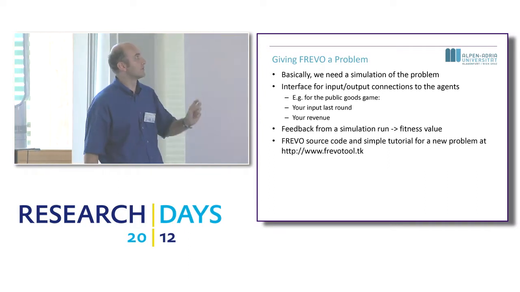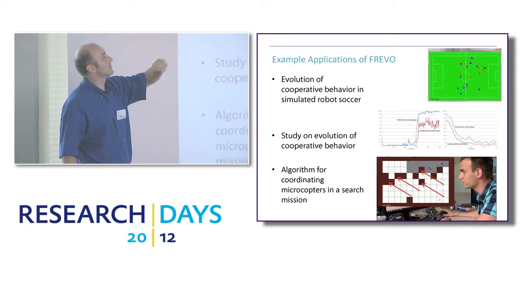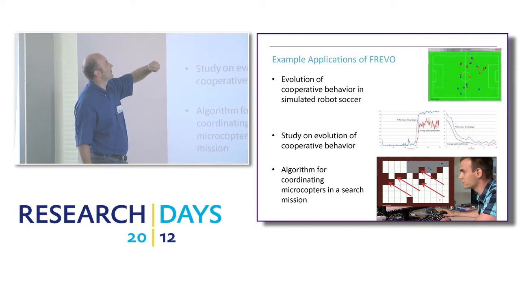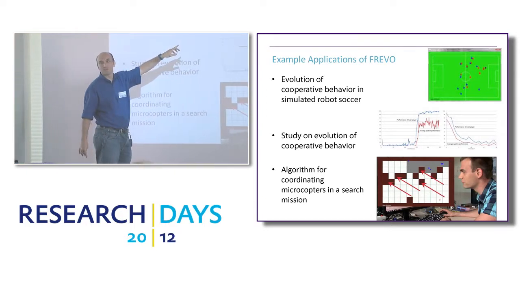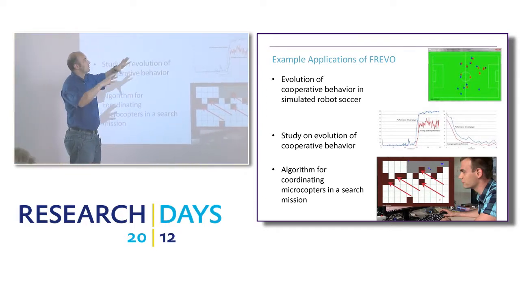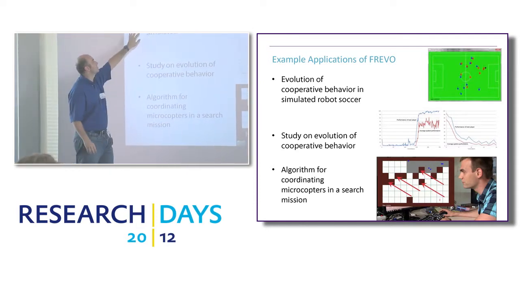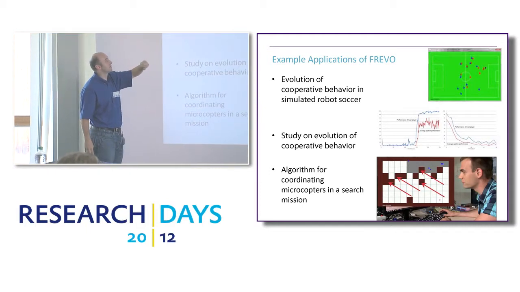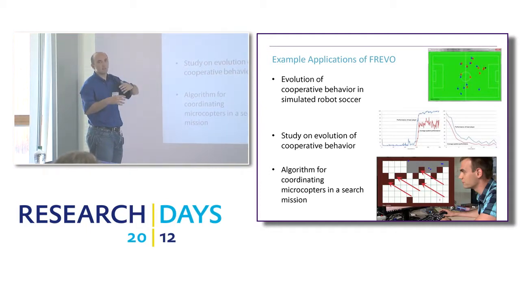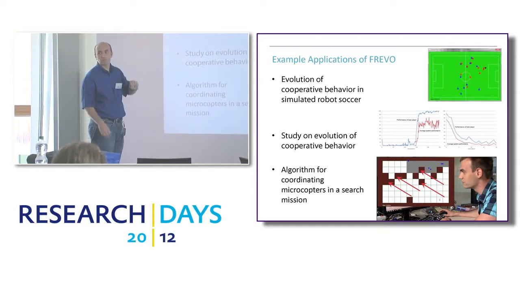What have we done so far with it? We have different things. One thing, we evolved the cooperative behavior for simulated robot soccer. So there is a nice YouTube video of this online where you see how the players interact with each other in order to play robot soccer. This is more kind of a game, but it's very interesting to see how the mechanisms of the evolution worked well in order to evolve the behavior.